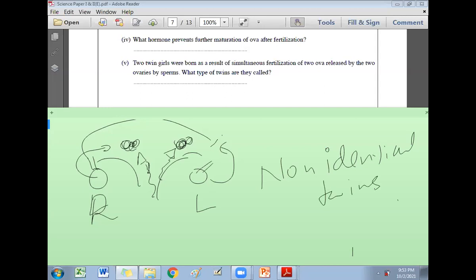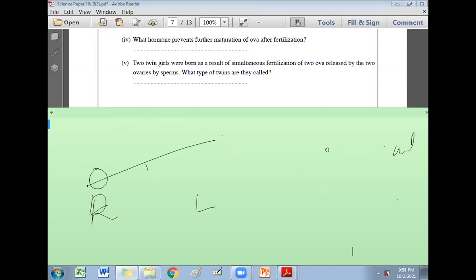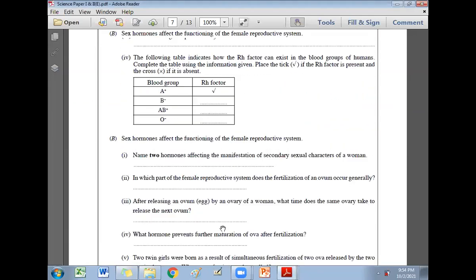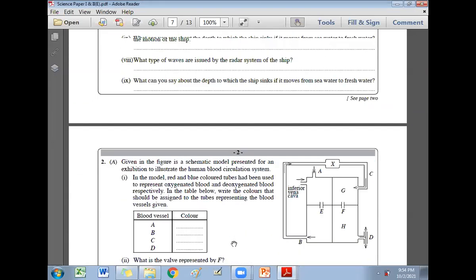Remember, most of the questions they have asked so far from the reproduction lesson, they have asked from the female reproductive system. Mostly they have asked questions from the female reproductive system, not from the male reproductive system. So male reproductive system, female reproductive system also, they ask hormones and menstruation part. Okay. Then let's move back. This part also I explained now, so this paper structure is completely done.